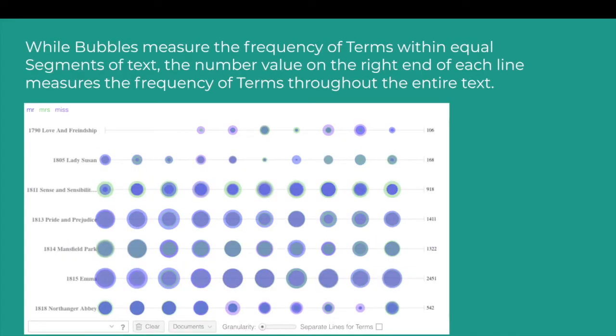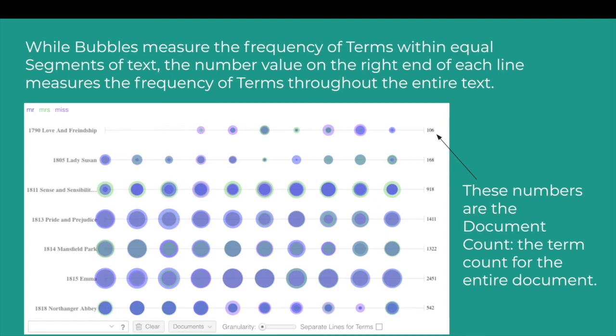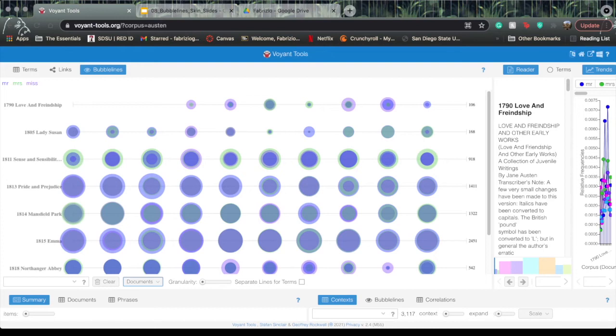While bubbles measure the frequency of terms within equal segments of text, the number value on the right end of each line measures the frequency of terms throughout the entire text. These numbers are the document count. If we add up the segment count for any document on our graph, the number we end up with will be our document count.